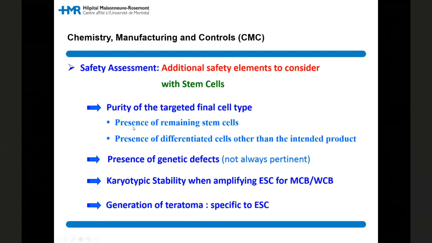So in terms of safety, I already mentioned the importance of purity and identifying the nature of the cells that are in your product that you're administering, along with the therapeutic cells. You need to ensure that these are not causing genetic defects. It might not be pertinent to what you're doing, but this will have to be included in your application. Karyotypic stability and generation, whether you're generating teratoma, especially if you're using ES cells or iPS cells, how are you going to be addressing this possibility?